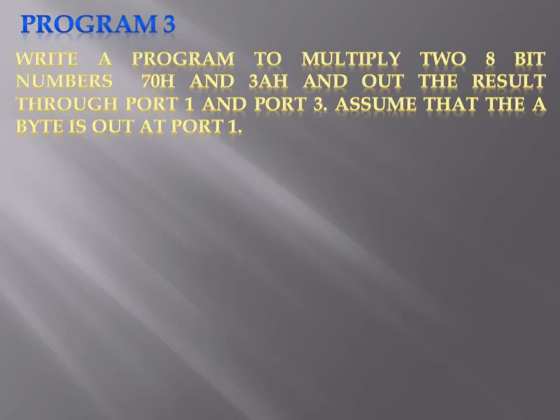Let's see the next program. Write a program to multiply two 8-bit numbers 70H and 3AH and output the result through port 1 and port 3. Assume that the lower byte is output at port 1. That means the lower byte will be put in port 1, and port 3 will take the higher byte of data. So let us see this program.